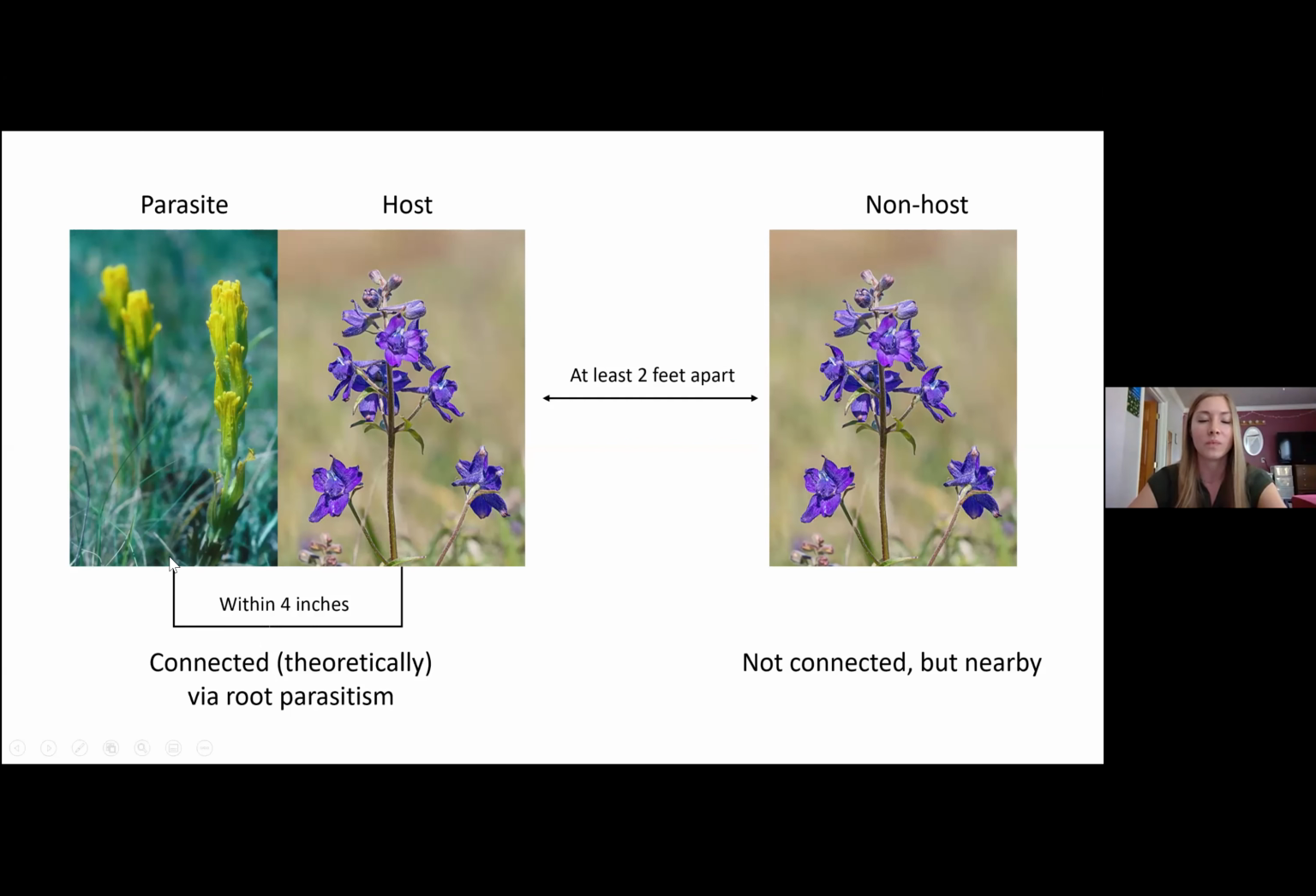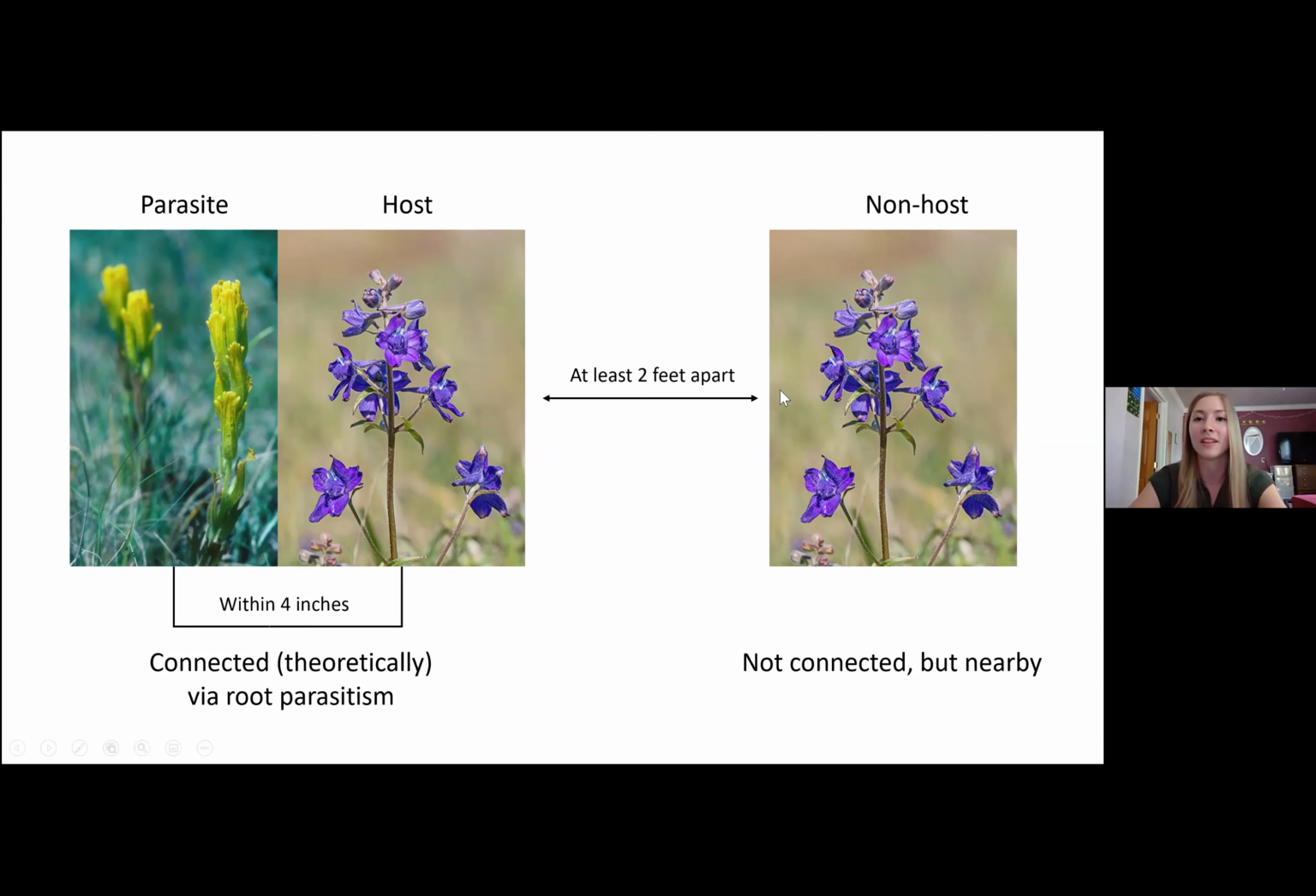So, because Castanea roots are not very long, we decided to collect plants that were only found within 4 inches in order to assume that that was acting as a host plant for our Castanea. In order to assemble the trio, I looked around and tried to find a plant of the same species as the host that was at least 2 feet away from our parasite and our host, but within either the same plot or a nearby plot as the other plants.